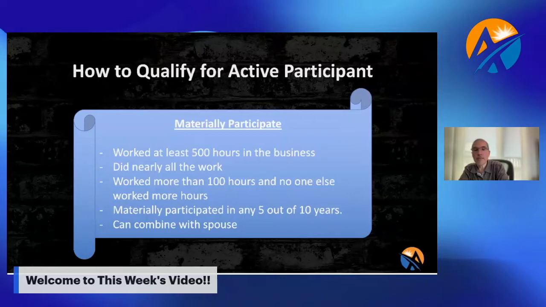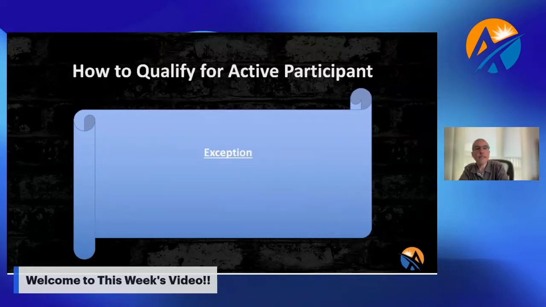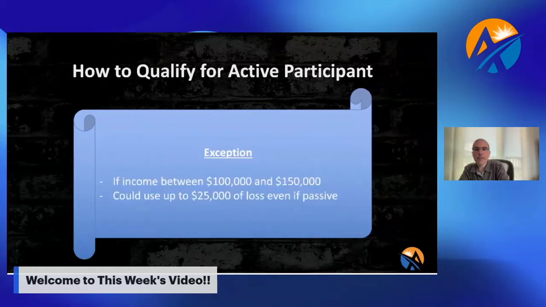Keep a record of your hours, for example. There is, however, an exception to being able to take your passive losses against your non-passive income if you do not meet the rules I previously mentioned. That is, if your income is less than 100,000 or between 100,000 and 150,000, then you could possibly take up to 25,000 of your passive loss against your non-passive income.